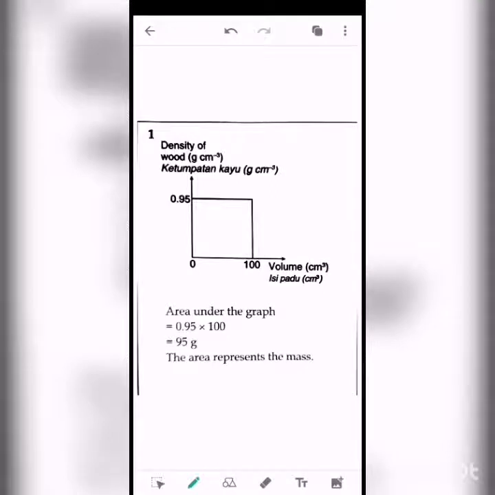Alright, next one. This is the rectangle. So rectangle will be here times here. So it's 0.95 times 100, and then you get the answer.